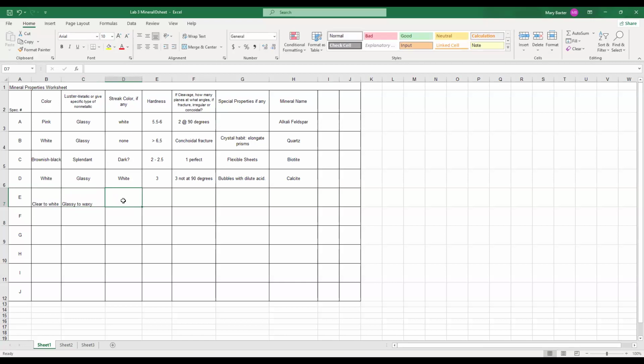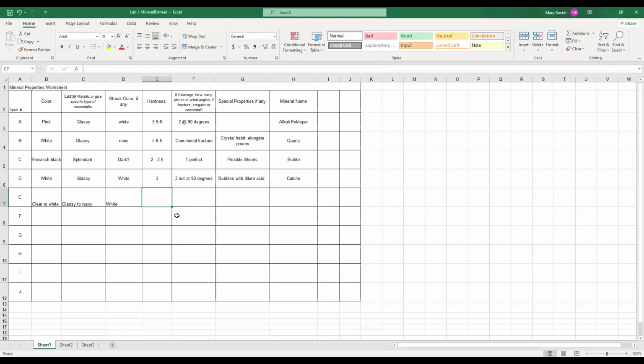Streak. All right, again, clean off, make sure you don't have any loose powder on your streak plate. And scrape your specimen along there. Oh my goodness, yes. I got a whole bunch. Okay, and it's white, right? So we can put the color down as white.